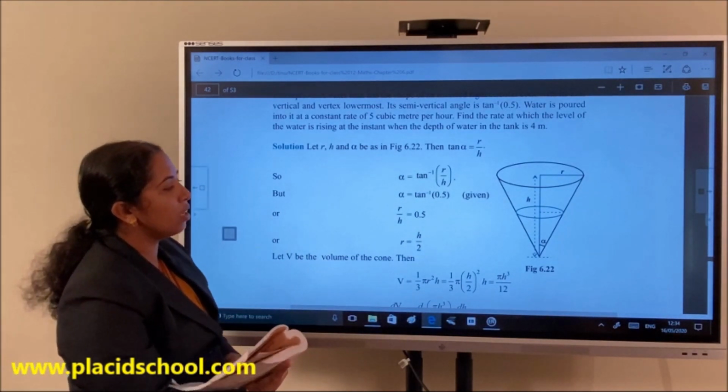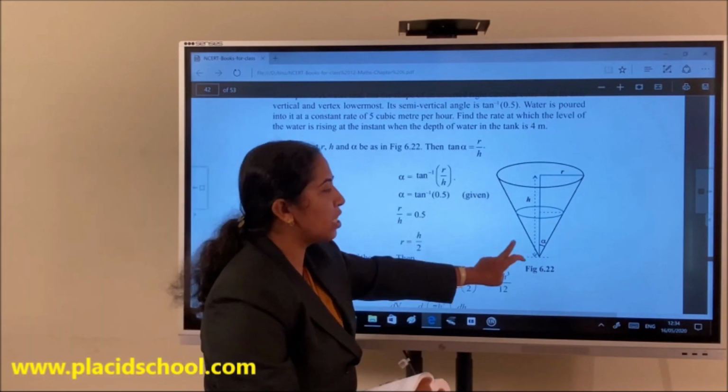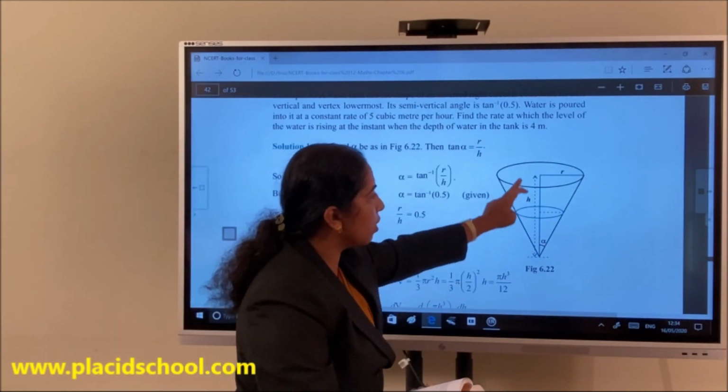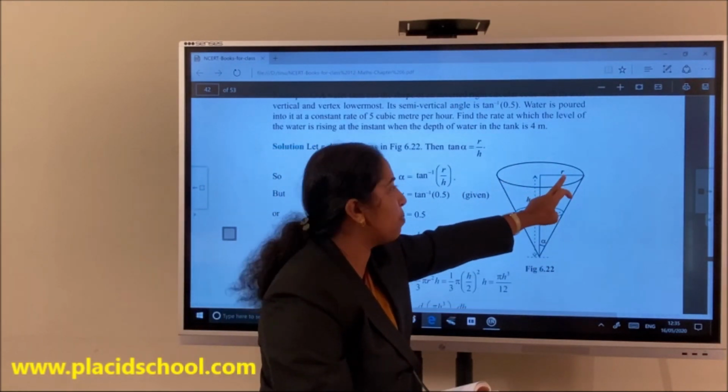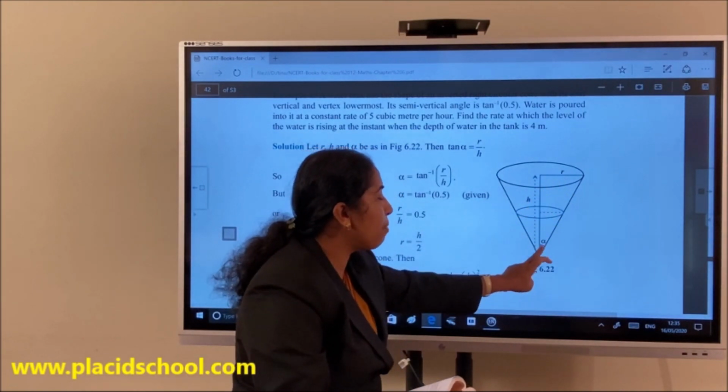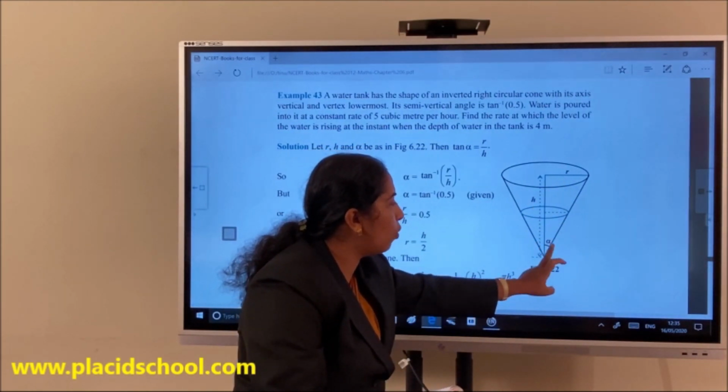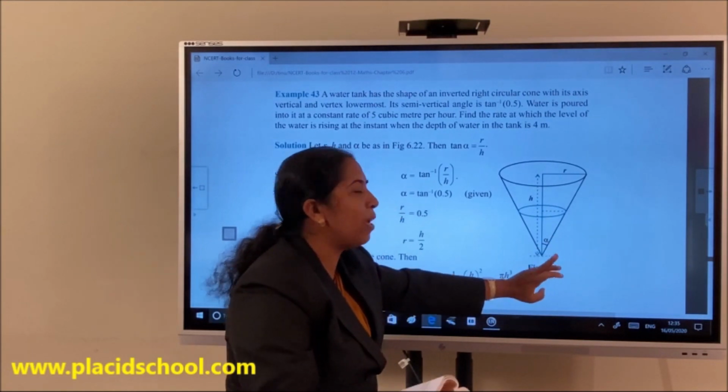So just see the figure. You have an inverted cone. The radius of the cone is given to be small r, height is h, and this is the full vertical angle. Semi-vertical angle is given to be alpha.